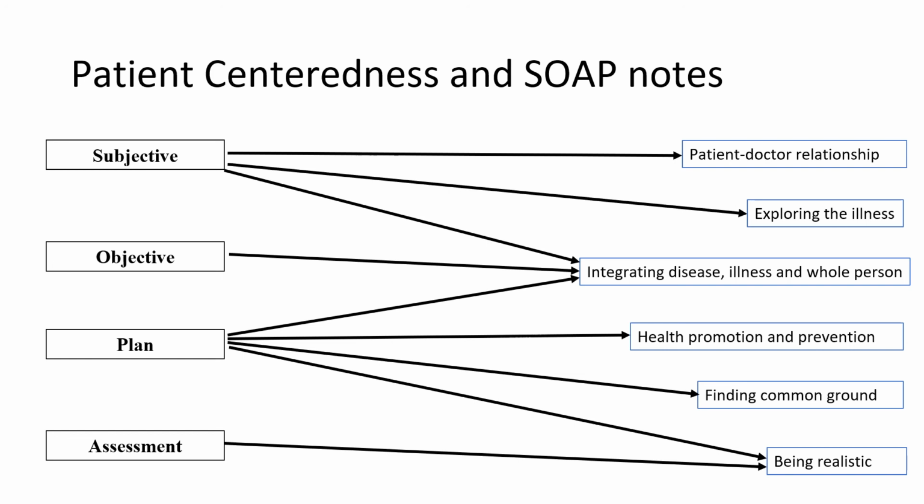Or part of our plan would be, the person came for back pain, but I also asked them about smoking cessation and I gave them smoking cessation advice. And I also recommended a mammogram to them. That was part health promotion and prevention. Part of the plan, of course, would also be finding common ground. And part of the plan could also be being realistic. So these aspects of patient-centeredness actually aren't really alien to the way in which we could document our notes.